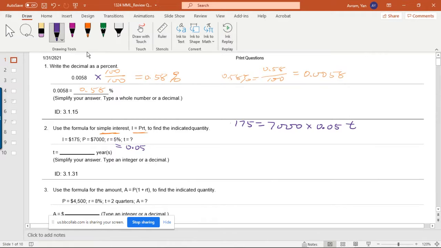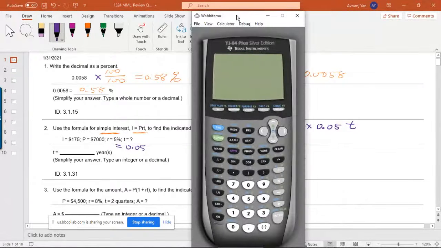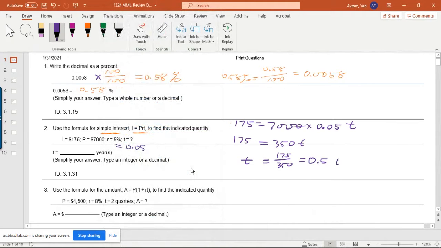Okay, so how do you calculate this one right here? Well, the 2 decimal points cancel out, right? So that's 350. Or you can use a calculator. So my T here is 175 divided by 350, and that actually is 0.5. You can double check: 175 divided by 350, that's 0.5, right? So that's 0.5 years, a half year.